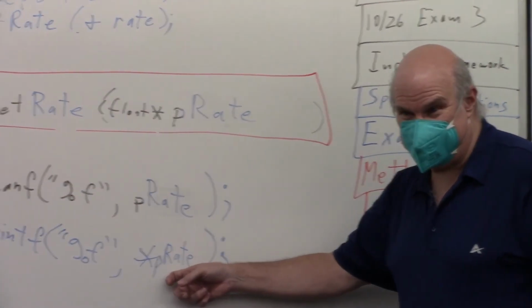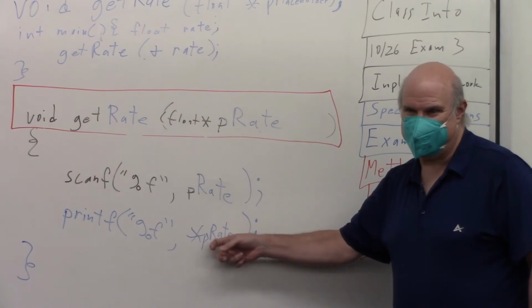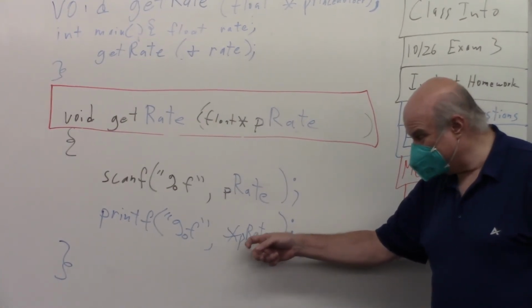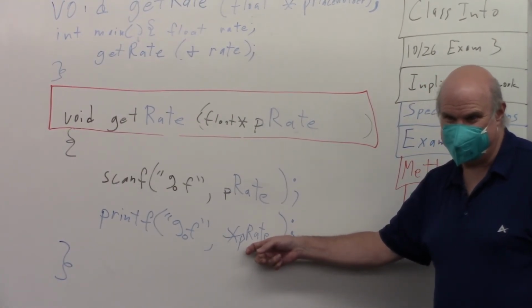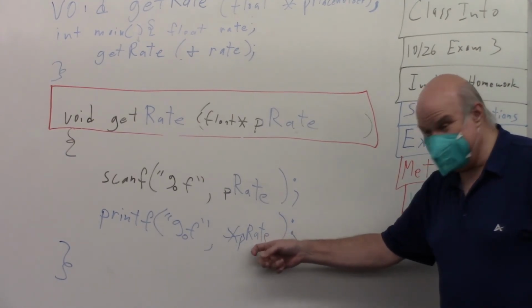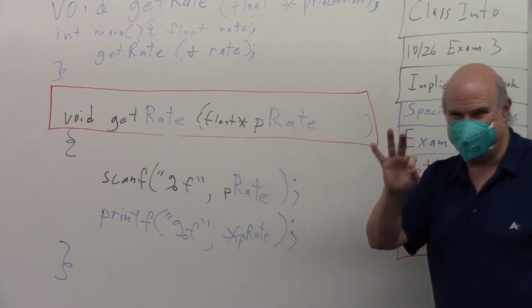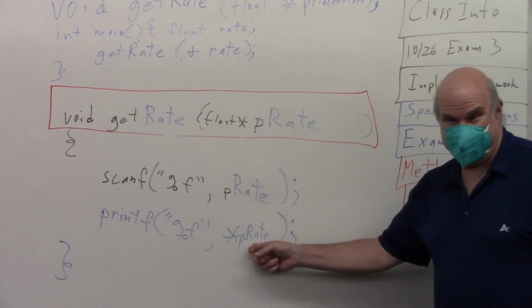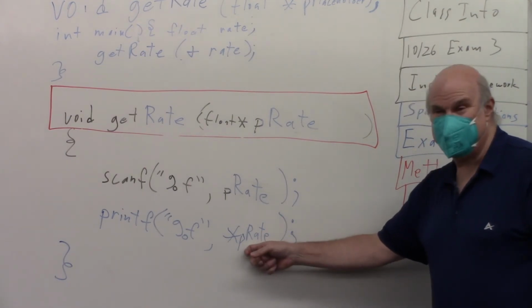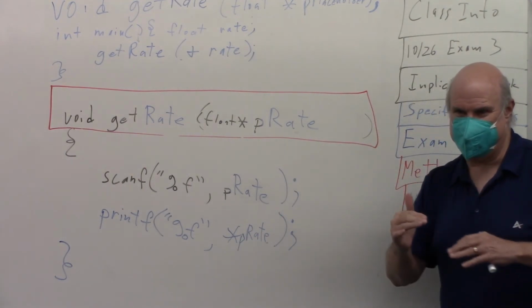It says get the reference, get the value at that reference. Get the value at that pointer. Saying the same thing. Get the value at that memory address. That's three ways to say the same thing: get the value at that reference, get the value at that pointer, get the value at that memory address. Those are identical statements.